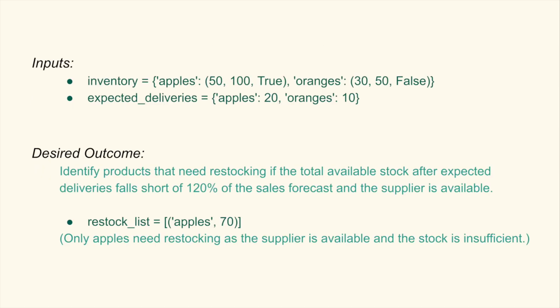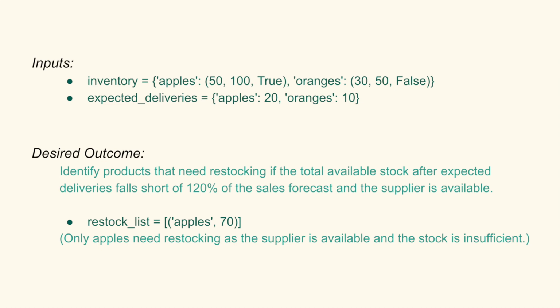Please write a list comprehension that takes in two inputs and outputs a list of tuples. The two inputs include inventory and expected deliveries. Inventory is a dictionary where each key is a product name and the value is a tuple containing current stock, sales forecast, and the supplier availability, which is a boolean.